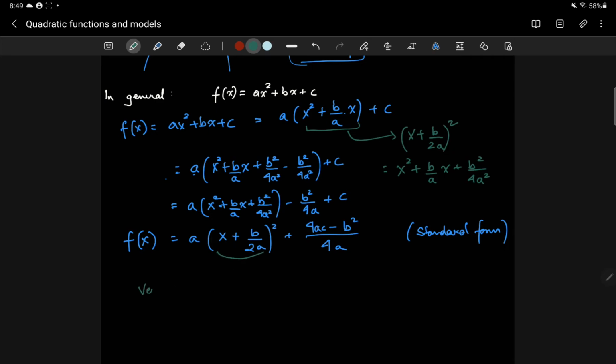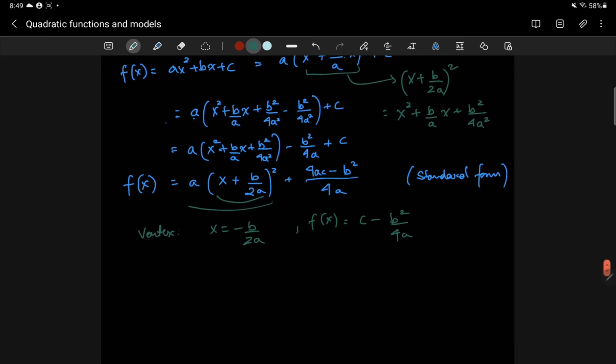So the vertex will be at x equals negative b over 2a, and when x is negative b over 2a, this whole thing is 0, so f of x is c minus b squared over 4a, which means the vertex is negative b over 2a, comma, c minus b squared over 4a.